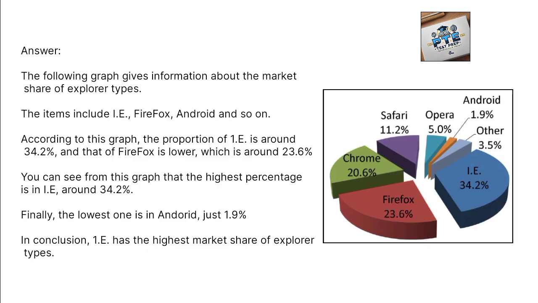The graph gives information about the market share of Explorer types. The items include IE, Firefox, Android, and so on. According to this graph, the proportion of IE is around 34.2%, and that of Firefox is lower, which is around 23.6%. You can see from this graph that the highest percentage is in IE, around 34.2%. Finally, the lowest one is in Android, just 1.9%. In conclusion, IE has the highest market share of Explorer types.